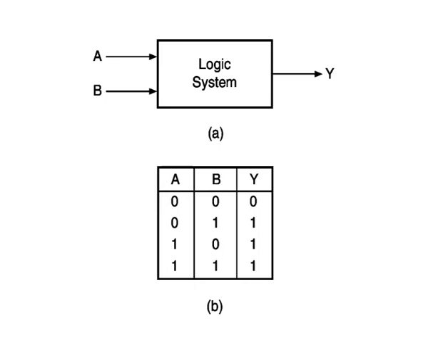The logic system in part A is such that y is equal to 0 only when both A is equal to 0 and B is equal to 0. For all other possible input combinations, output y is equal to 1.